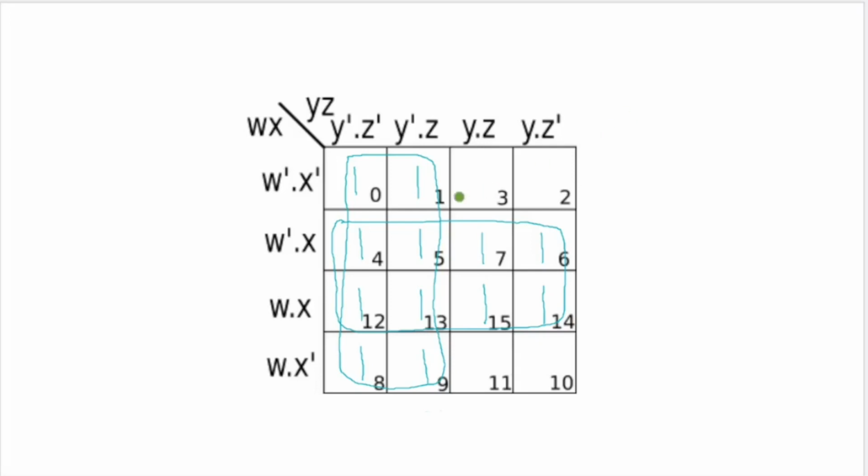So for example, if we have a 1 over here also, then don't think of forming a pair like this or a pair like this. What needs to be done is that we'll try to form the biggest possible group. That is, now we'll make a quad over here, which will lead to reduction of 2 variables.